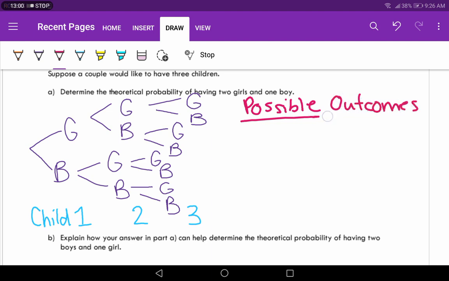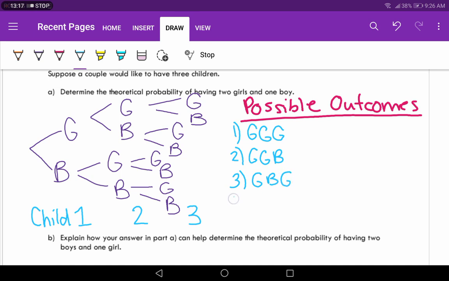Possible outcomes. So we could have girl, girl, girl. We could have girl, girl, boy. Girl, boy, girl. Girl, boy, boy. So that's the top half of our diagram. That's if we have the girl as the first child.